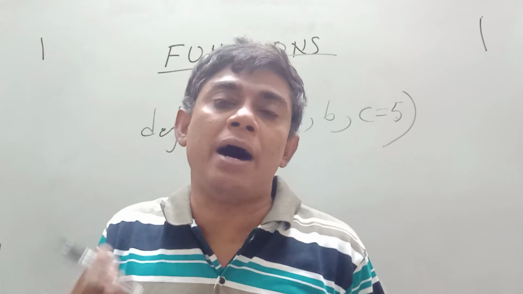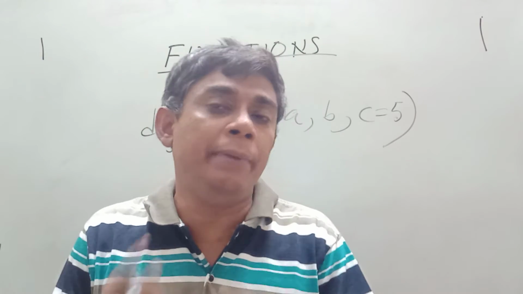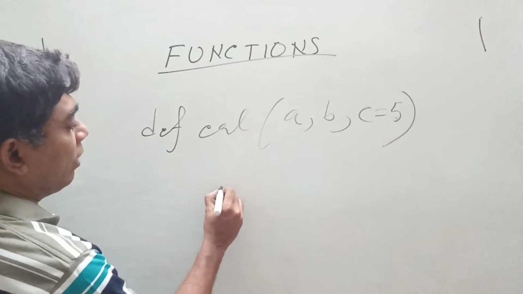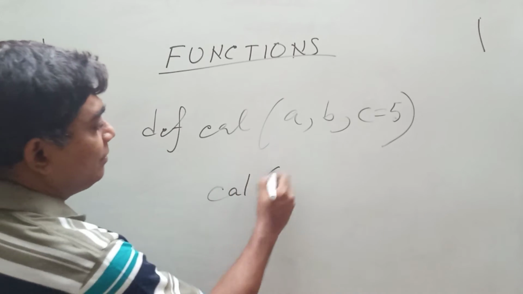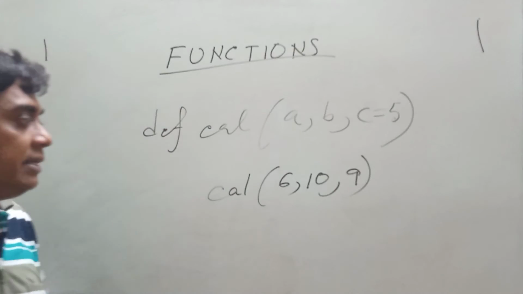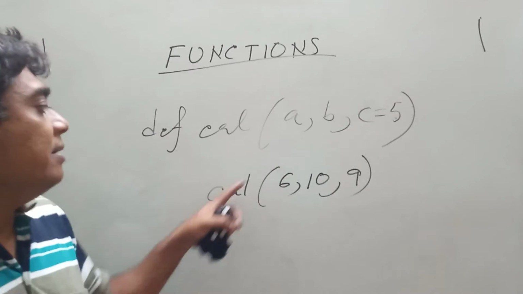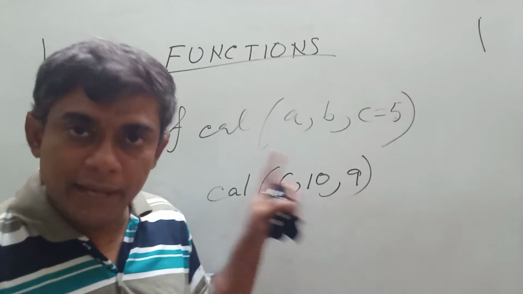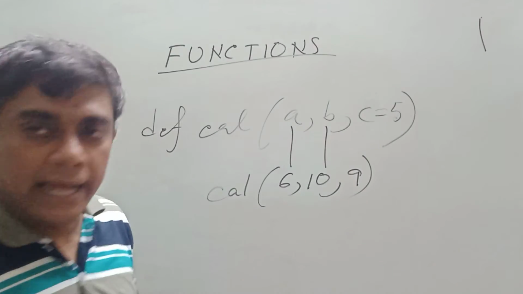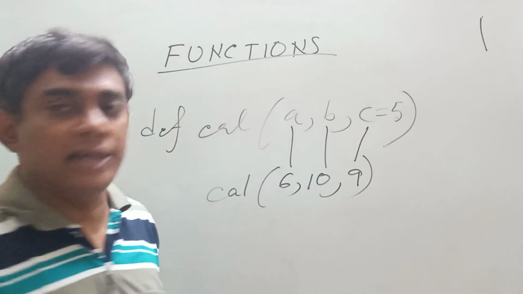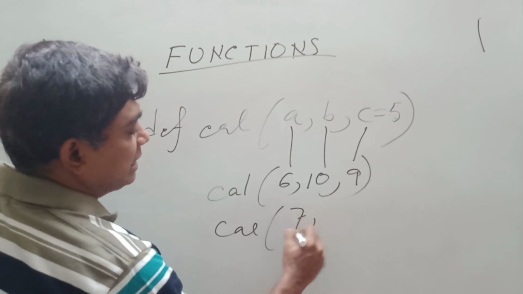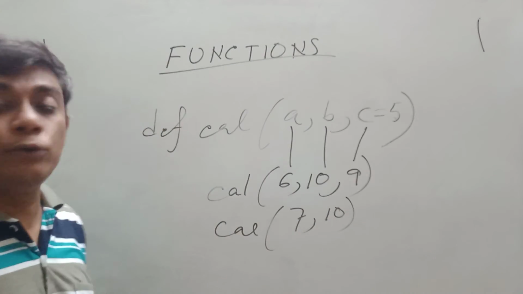But if you pass any value, the value will be assigned to C. Suppose this is a calling statement. You write cal 6, 10, 9. This is a calling statement. Cal 6, 10, 9 means value of A is 6, value of B is 10, and value of C is 9. But if you write cal, suppose 7, 10, what will happen?